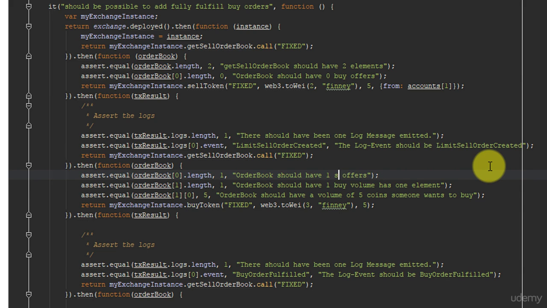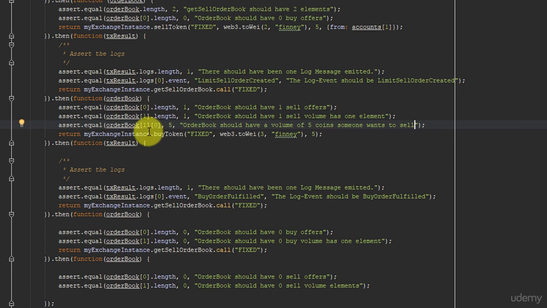Let me just quickly fix that. And also our order book should have a volume of 5 coins that somebody wants to sell, in this case our second account.